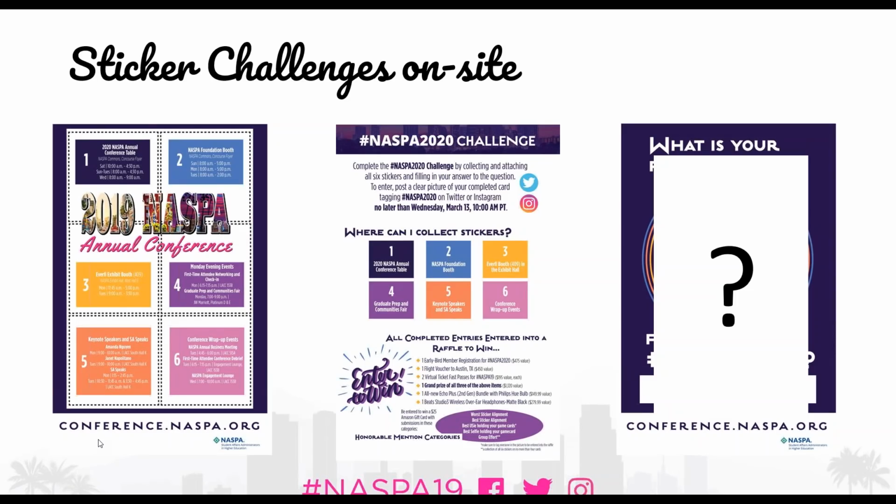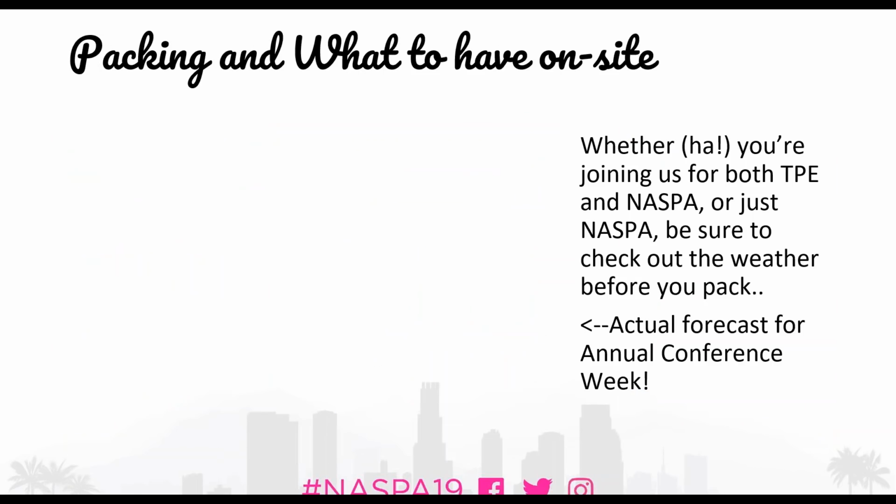Visit the NASPA Foundation booth and learn more about that. Go to the first-time attendee networking check-in or the grad prep fair, so you'll get more information. Stop by the engagement lounge to learn more. But essentially, as you might not be able to see here, there's a grand prize package of early bird member registration to NASPA 2020, a flight voucher to Austin, and a virtual ticket fast pass for one lucky individual that completes and attends all 6 of these events. And behind on the right-hand side is what the sticker challenge will look like. So more information, again, you'll be able to get on site at the engagement lounge.